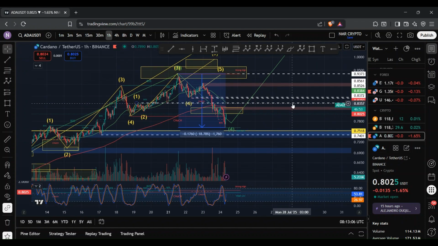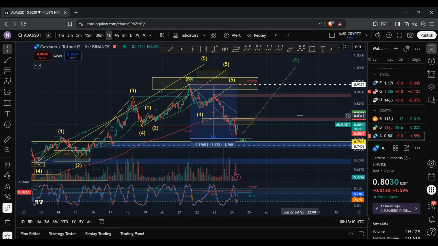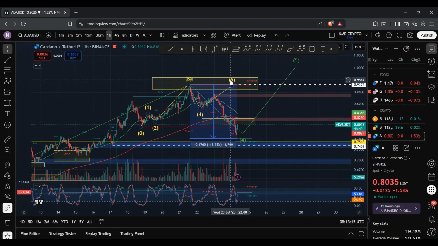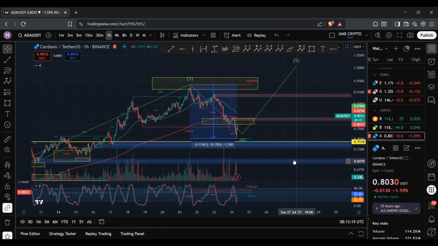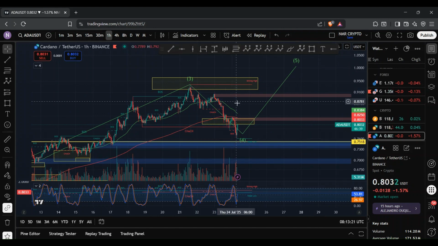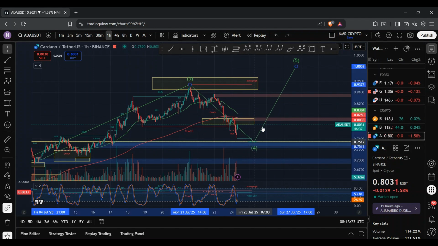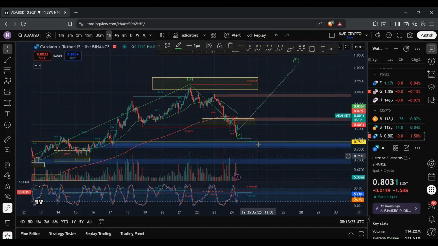And so what I'll do is I'll remove some of this since we no longer need it. And I'll also make the chart clearer and easier to read. And I'll remove this structure here and this structure here. I might as well remove these two lines and this one here. And so, once again, it's possible that we are now within this fourth wave.